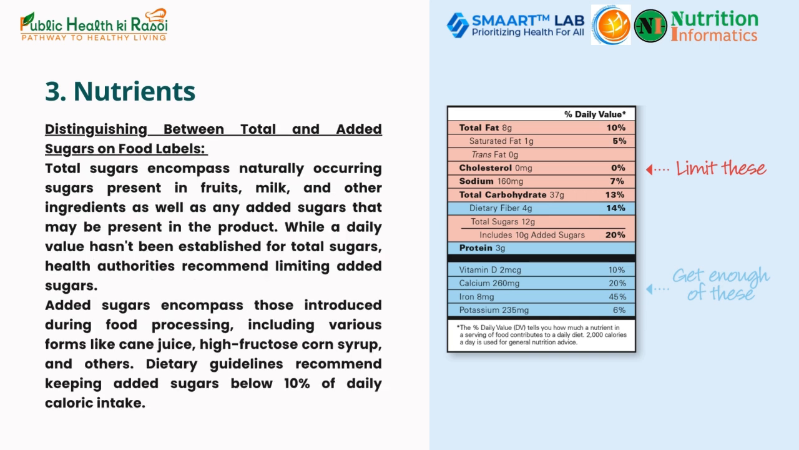Food labels differentiate between total sugars and added sugars to provide a clearer picture of a product's sugar content. Total sugars include naturally occurring sugars in fruits, milk, and other ingredients, as well as any added sugars that may be present in the product. Health authorities recommend limiting added sugars, which are introduced during food processing, including cane juice and high fructose corn syrup. Dietary guidelines suggest keeping added sugars below 10% of daily calorie intake. For a 2000 calorie diet, this translates to roughly 50 grams.